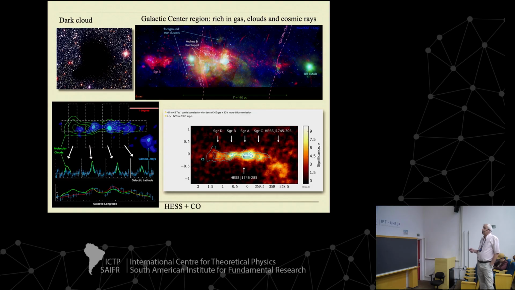And this is another region in our galaxy that is full of gas. It offers a lot of clouds and passive targets for cosmic rays, and we have there several different types of accelerators of cosmic rays. This is, of course, the galactic center region. So here is Sagittarius A star. The supermassive black hole in our galaxy is located here, inside here.